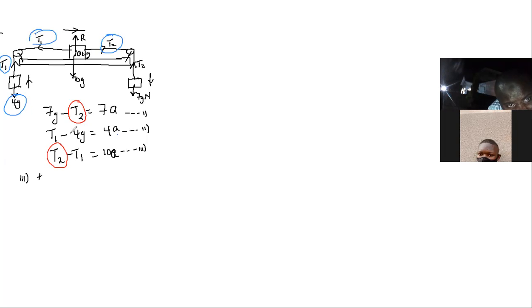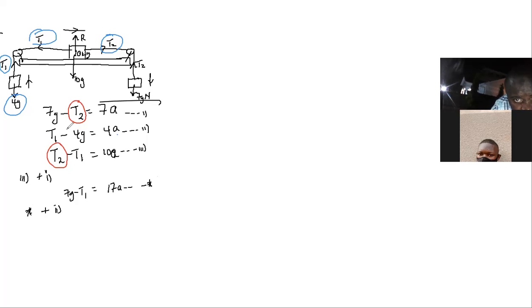Now with that, I can eliminate T2 using Roman 1 and Roman 3 by addition. So add Roman 3 to Roman 1. This will give me 7G minus T1 is equal to, because we added, 17A, and I'll call this equation star. So I can add equation star to Roman 2.